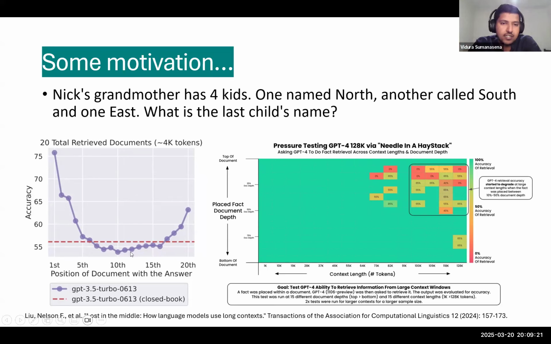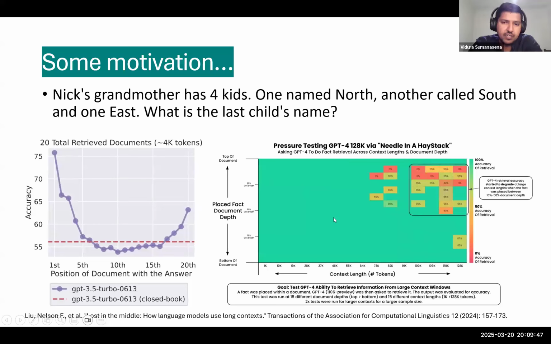So this is sort of the demonstration in the paper. Let's say we give a large text and we ask a question where the answer is in the middle of the large text. This is the position of the document. If it is in the middle of the document, we notice that there's a significant reduction in the retrieval.